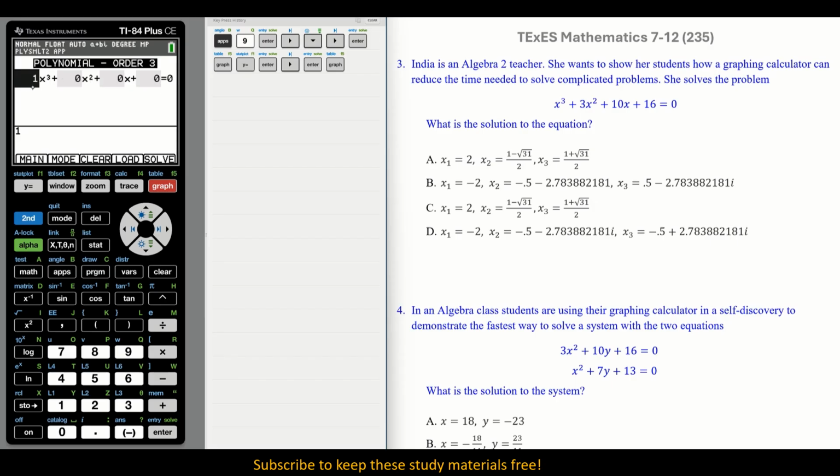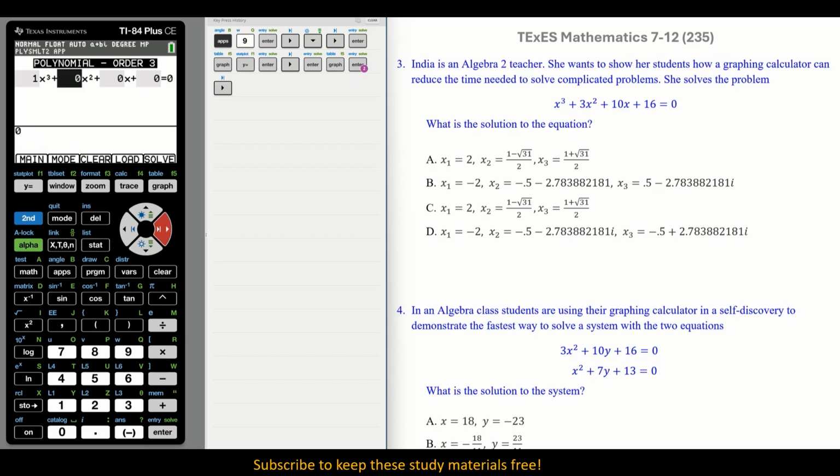Well, they already have a 1 in as the leading coefficient. I'm fine with that. And as you push enter, it should enter order over. If we had any negatives, we could put in negative if we needed to, but we don't need any negatives or subtraction.